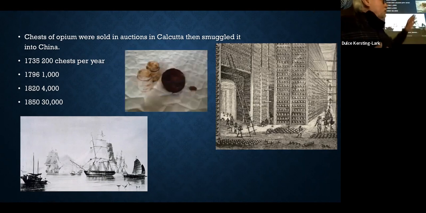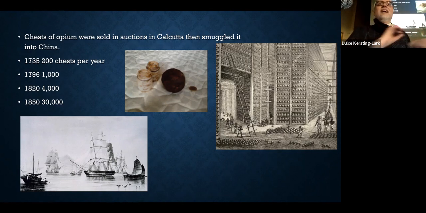And where it was sold on the end, so you put it into the big chest, you ship it out, it's then broken out in the chest into smaller amounts and either put in metal tins, which are quite common, or these little jars like this. And that's what would be sold to individuals. These little amounts that they would sell out so that you could smoke either in an opium den or at home or wherever you might want to.